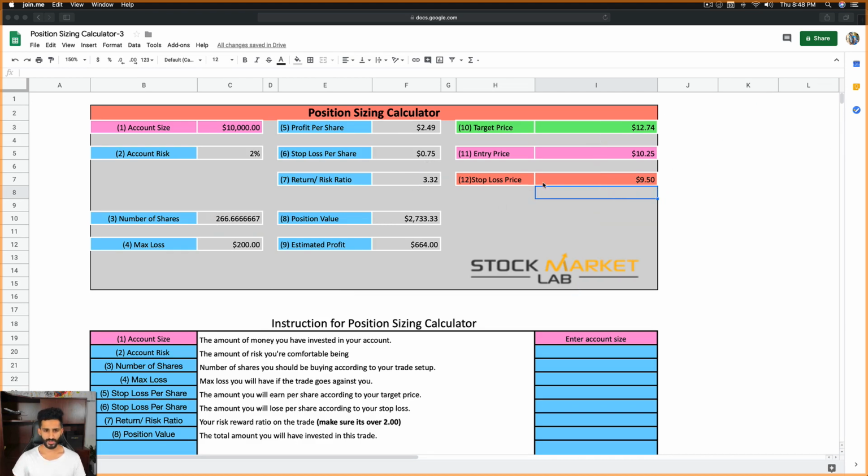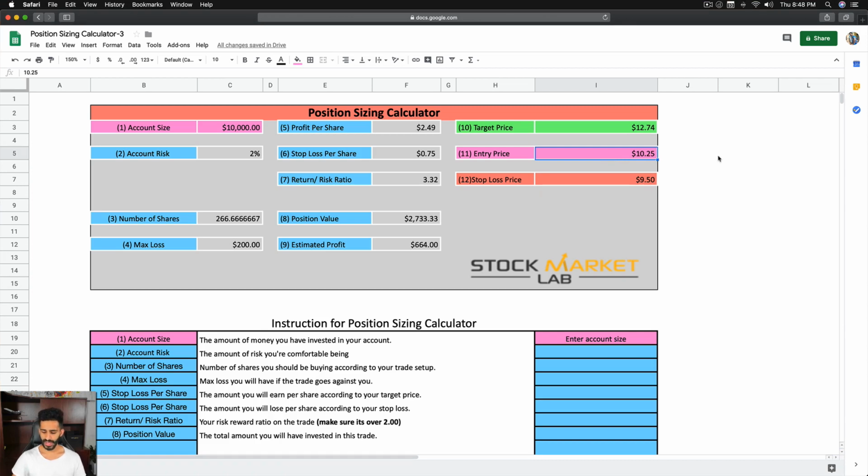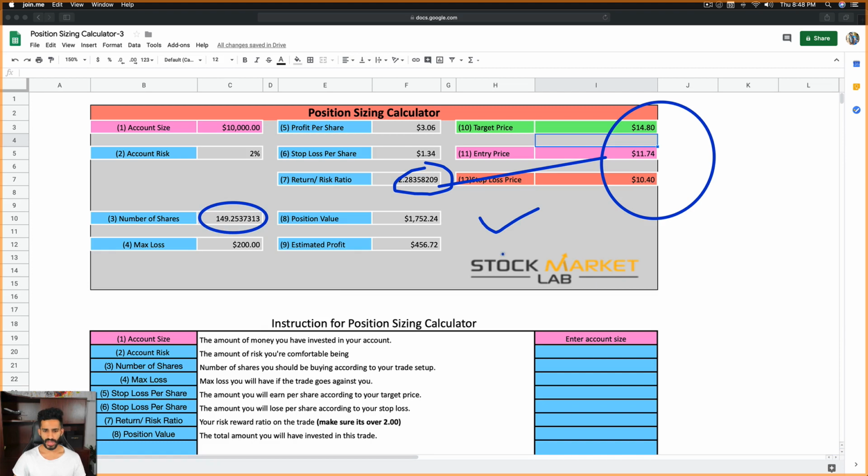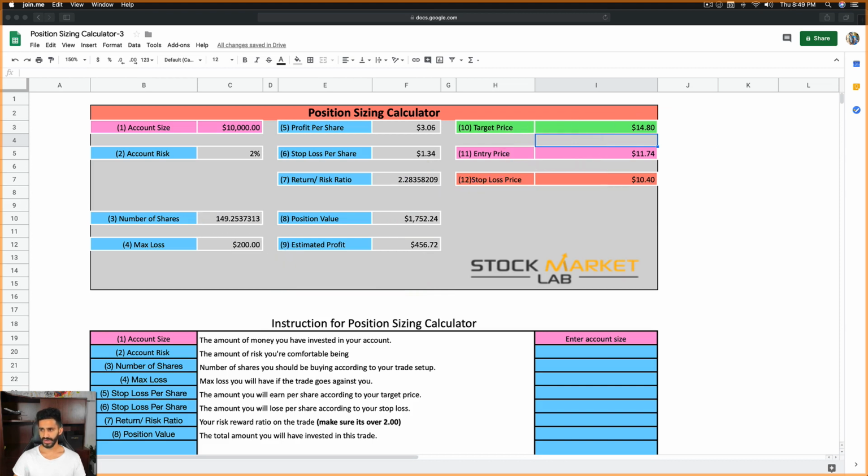Another thing, let's do one more example. Let's say I'm entering at 11.74. My stop loss is at 10.40, and my profit target is at like 14.80. Once again, right when I plug these numbers in, automatically, do I have a good reward to risk ratio? Yes. Number of shares, I can buy 149. Cool, gonna go buy 149 shares. If I'm wrong, I lose about $200. If it hits my potential profit target, I make $456. And this is my position value. Once again, get actual hard numbers, right? Get this from the chart.